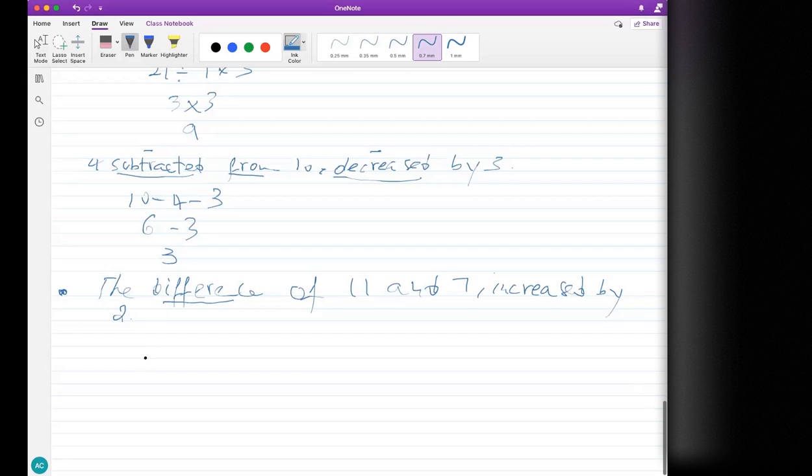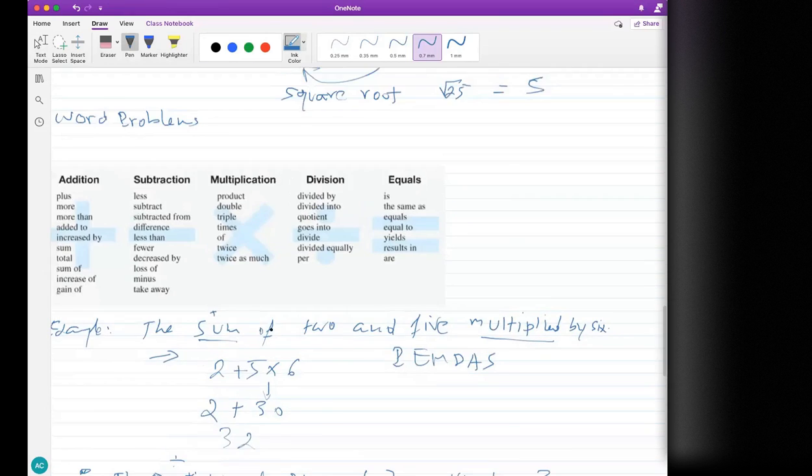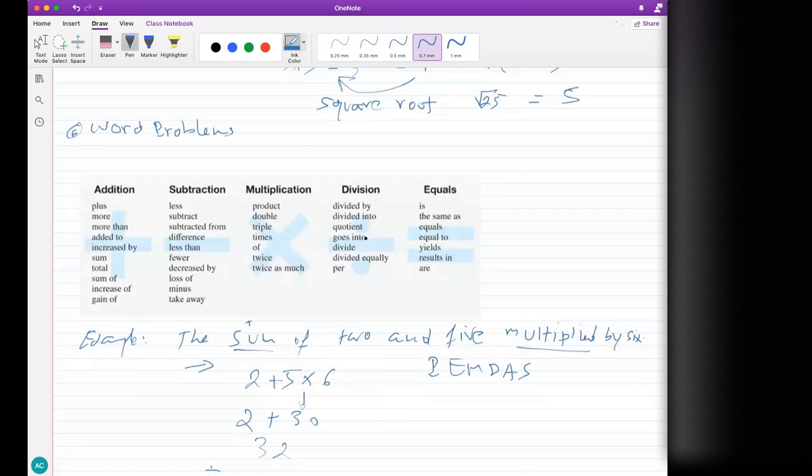11 take away 7. Increased by 2, of course, is the opposite of decrease. So again, left to right when you have these two together. So that's 4 plus 2, which is 6. Okay, depending on the keywords, we have plenty of them, so get familiar with these. If you see any of these words in the homework, use them appropriately.